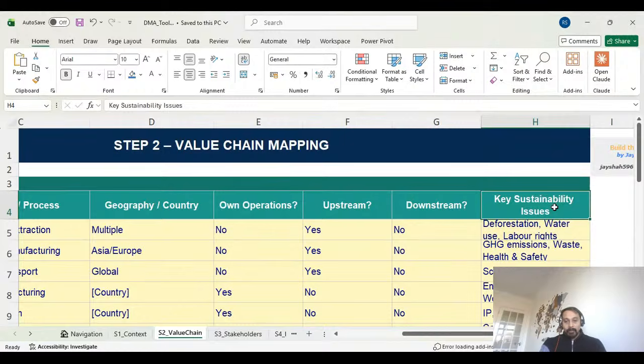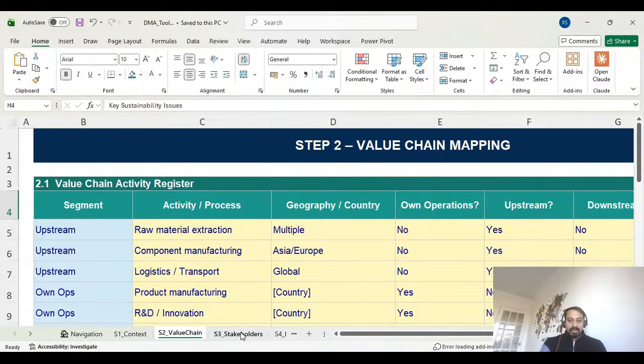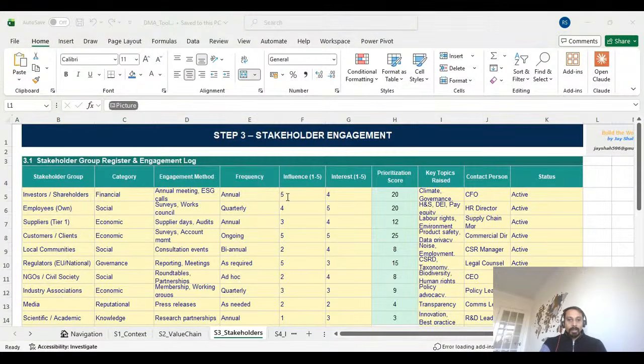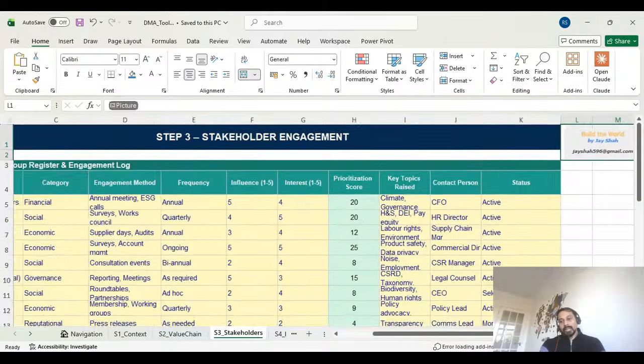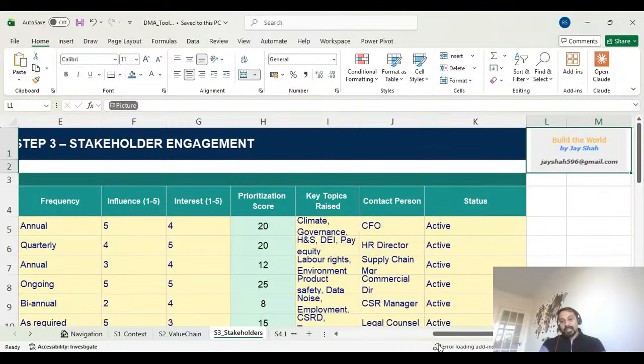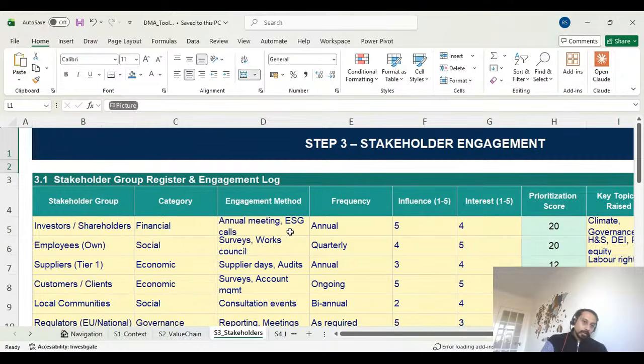Then we will see whether this sustainability issue is important for the other stakeholders or not. That is part of sheet 3, which is the stakeholder mapping. For the stakeholder mapping, the purpose is engagement and prioritization. Stakeholder engagement can be understood through various templates, interviews, focus group discussions and other methods. This sheet records stakeholder engagement, where we list all the stakeholder groups and their categories, such as financial, social, or anything else.